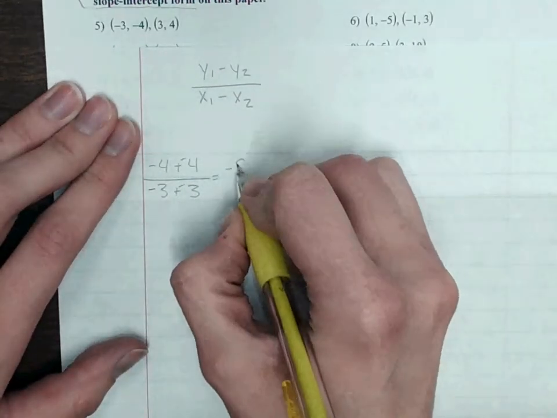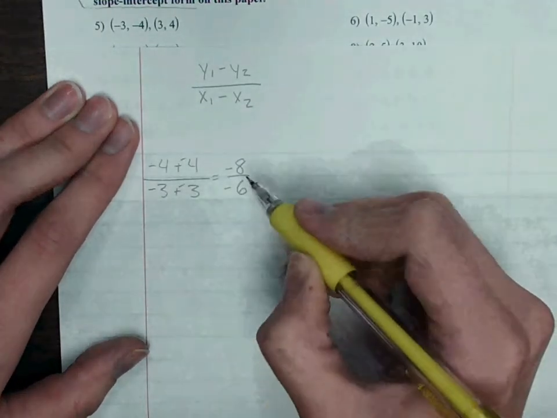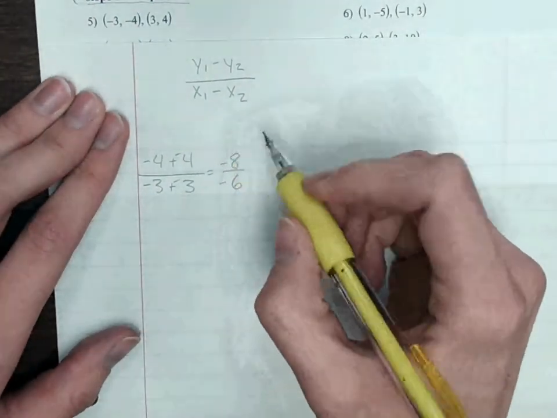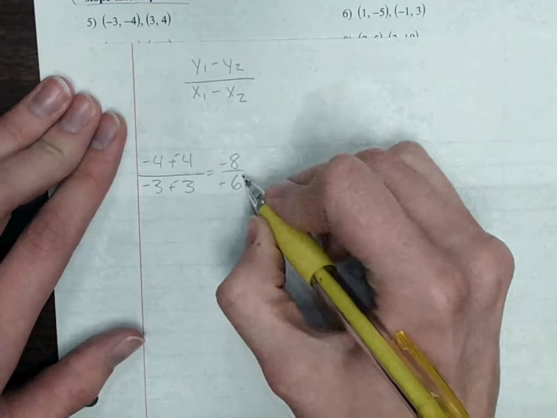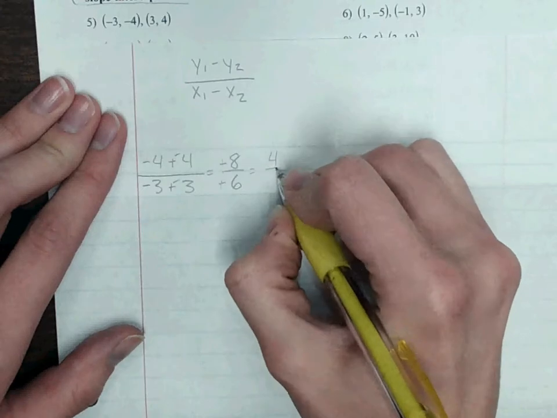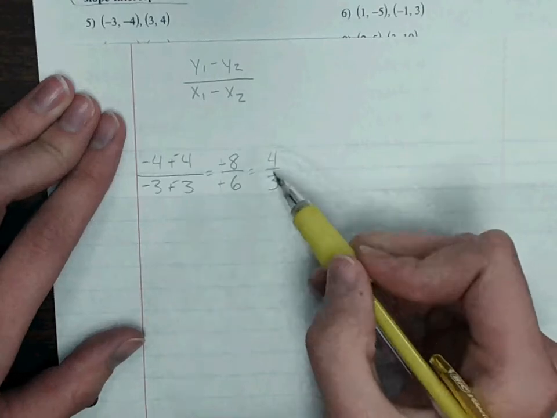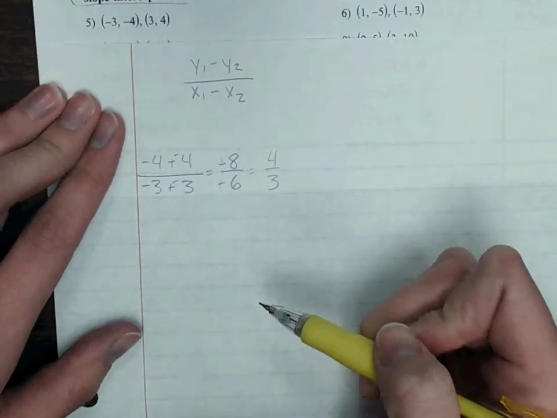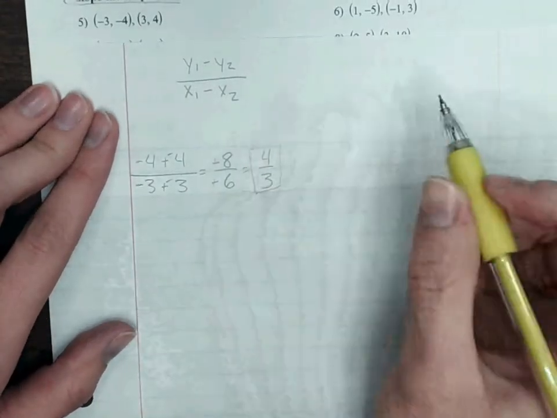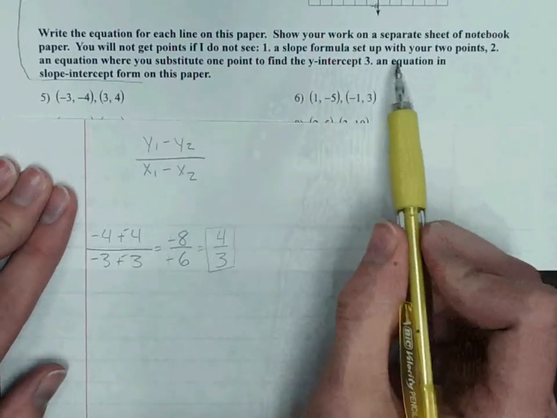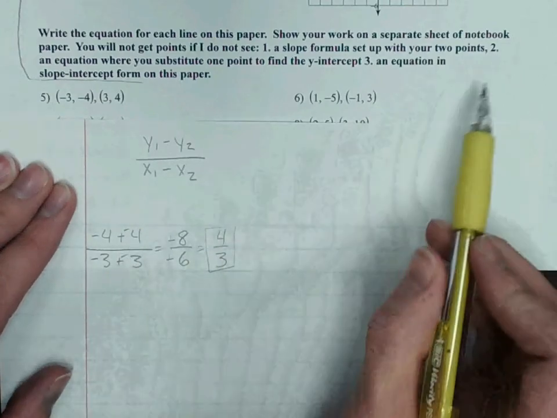My slope, I'm going to get negative 8 over negative 6. And then I'm going to look at those and see that they will simplify. If you have a negative over a negative, the negatives cancel each other out. And then these could be 4 over 3. Now, if I look at that, I'm going to ask myself, can it be simplified any more? And no, it won't. So that's my slope. So number 1, a slope formula set up with your 2 points. That's what we did right here.